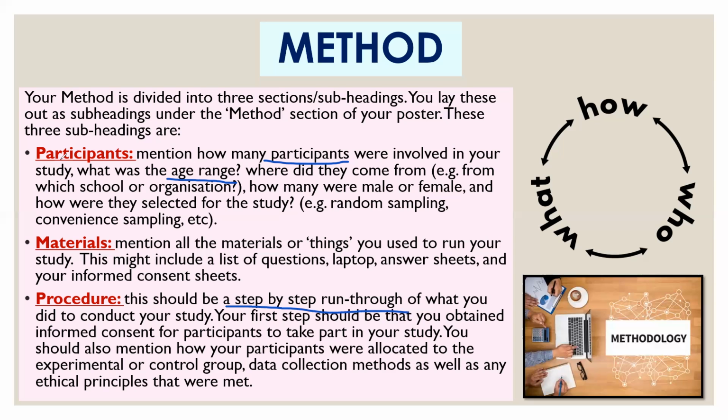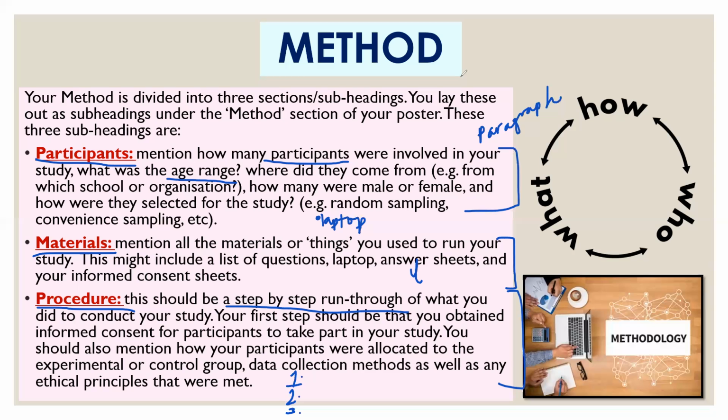Okay, when you do your method section, these 3 subheadings must be included in your poster. And these two, the materials and the procedure, can be done in dot points. So the materials can be done in dot points, like laptop, okay. And the procedure can be done in numbered steps, like number 1, number 2, number 3, okay? But the participants section has to be written as a single paragraph. So that first section has to be written as a proper paragraph. In fact, almost all the sections and all the parts of your research report should be written as sentences or paragraphs rather than dot points, okay? Because that is the format that's required.